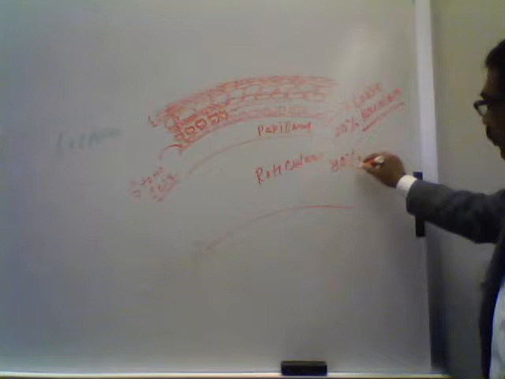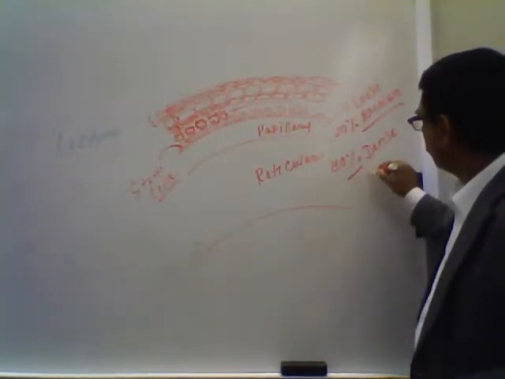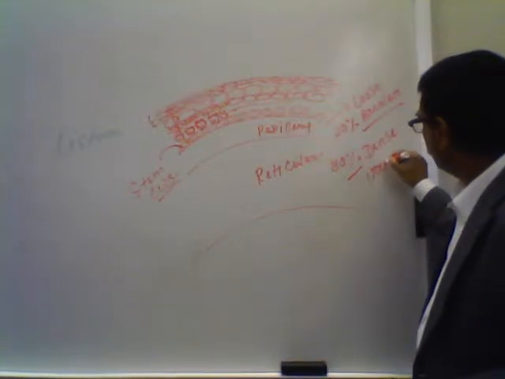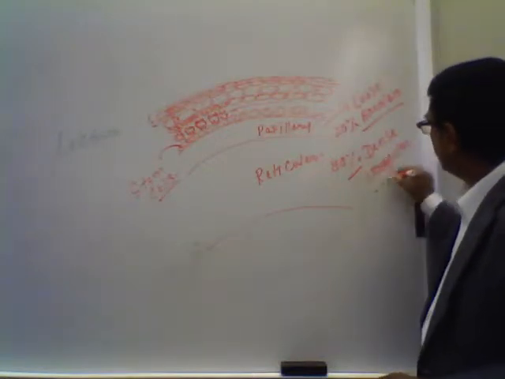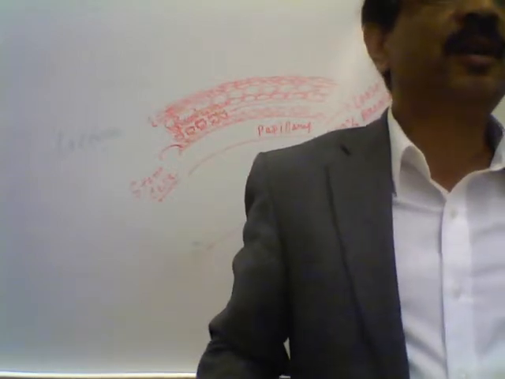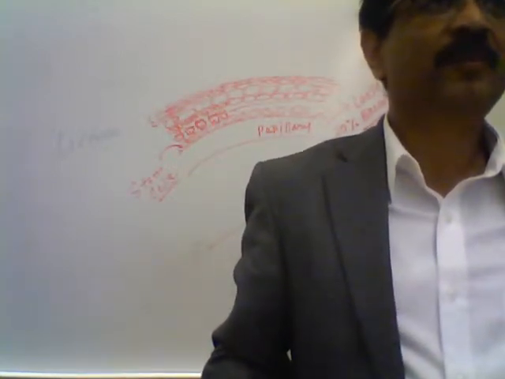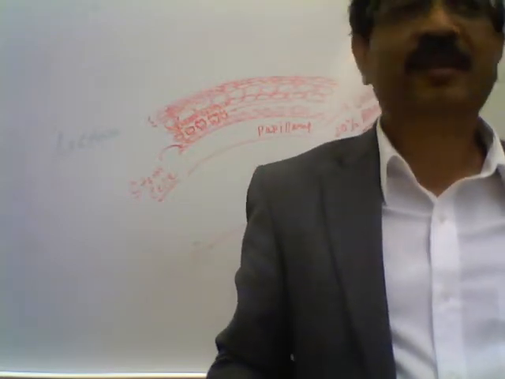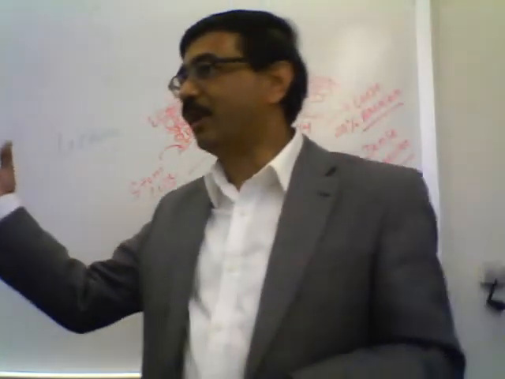Reticular layer is formed by dense irregular. You must remember this one too. Dense irregular type of connective tissue. Okay. Now you tell me which one is soft, which one is hard. Reticular is hard, right? Because it's dense, and loose is soft.